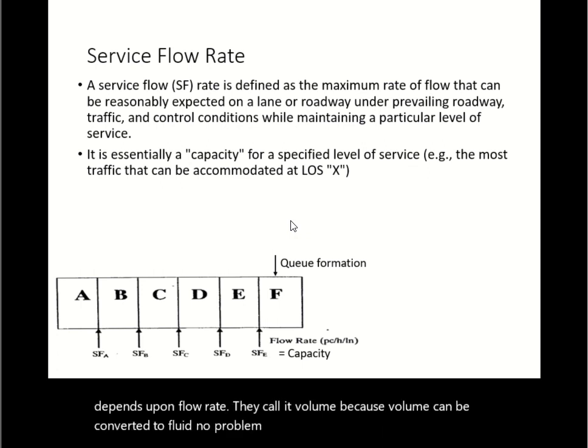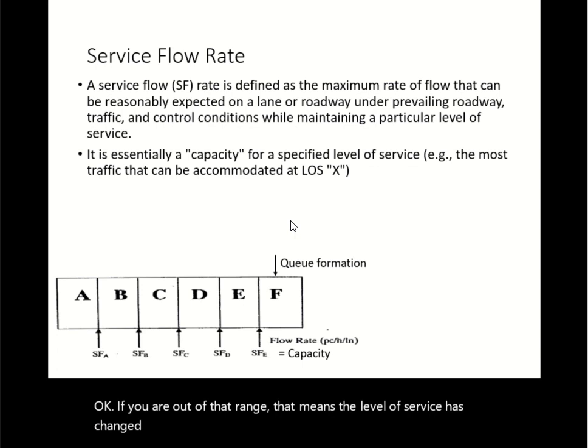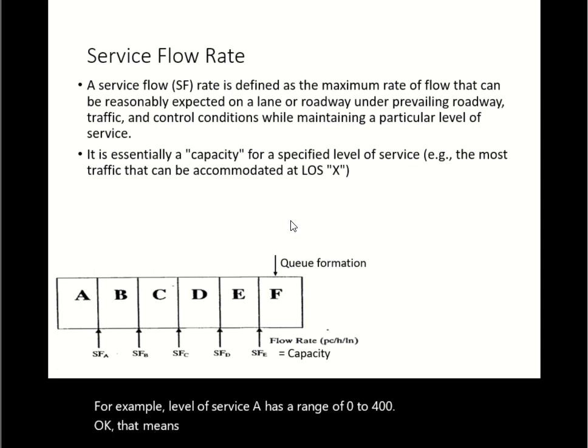So every level of service has a range of flow rate. If you are out of that range, that means the level of service has changed. For example, level of service A has a range of 0 to 400. That means if the flow rate is 0, level of service is A. If the flow rate is 100, level of service is still A. If the flow rate is 300, level of service is still A.